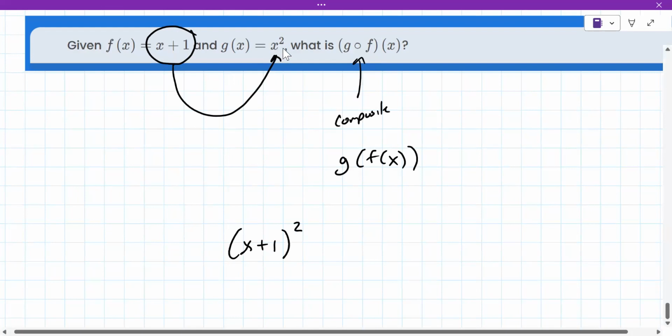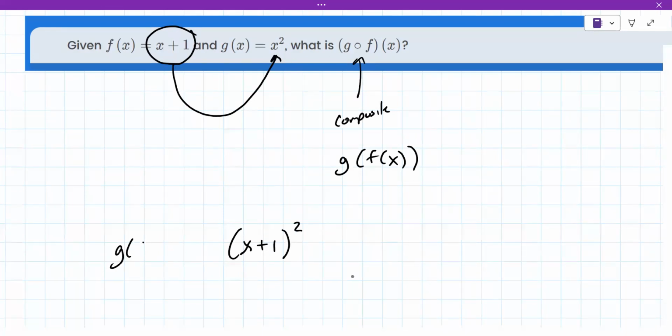Is that all right so far? Yeah. Now, to expand this, you have to be careful here. You can't just leave it like that. You have to write x plus 1 times x plus 1. Could you FOIL that for us, please? Yeah, sure, I can FOIL that.